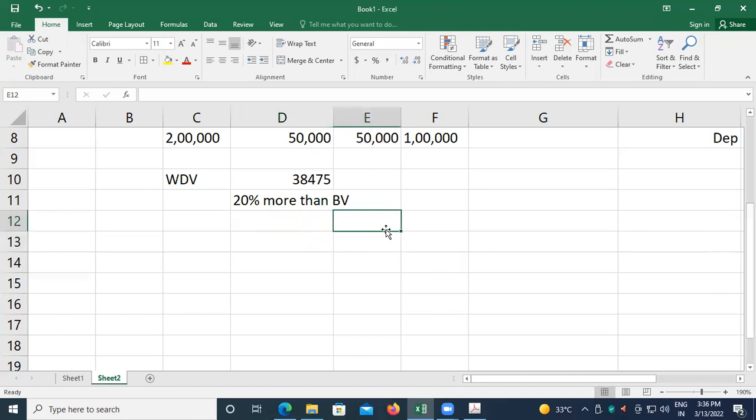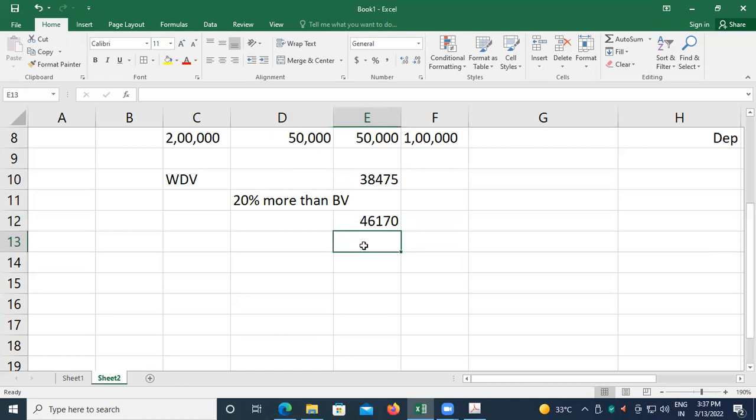Okay, 46,170 is the value of the asset now, after charging 20% more than the book value. So 46,170. Now you see the total value of the asset is how much? 38,475, and we are selling the asset at 46,170. So what happened now? We are selling more than the written down value.